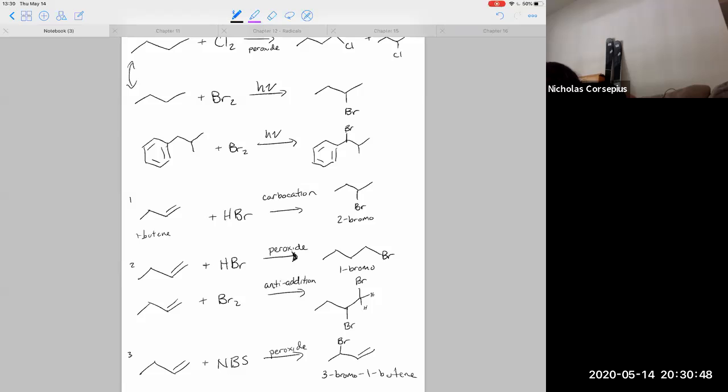All right, so that Br2 gets added. One bromine gets added to one side of the double bond. The other bromine gets added to the other side of the double bond.